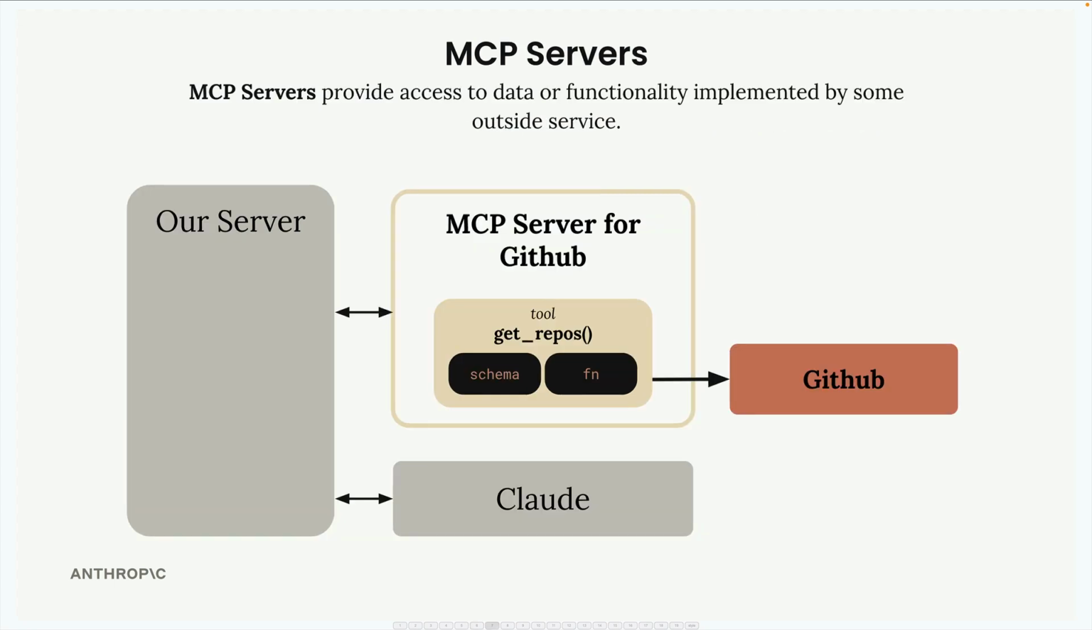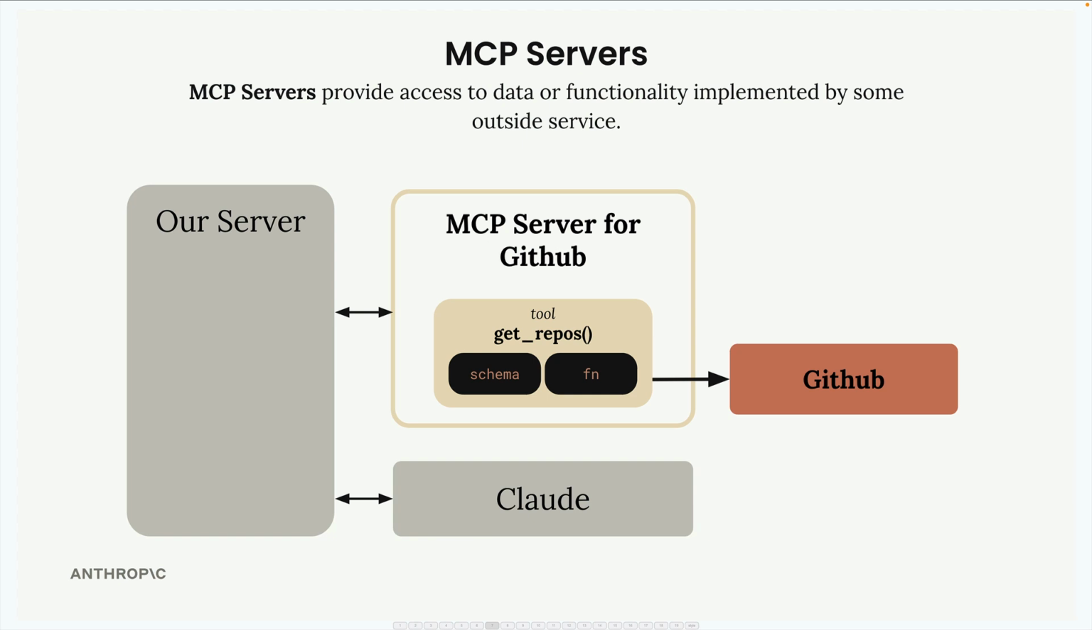These MCP servers can really be thought of as like an interface to some outside service. So I might have a GitHub MCP server that provides access to data and functionality provided by specifically GitHub. We're essentially wrapping up a ton of functionality around GitHub and placing it into this MCP server in the form of a set of tools.